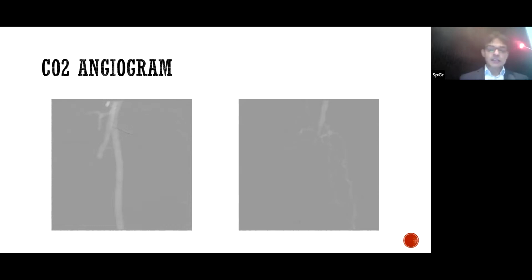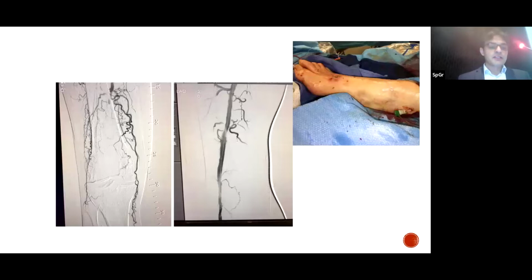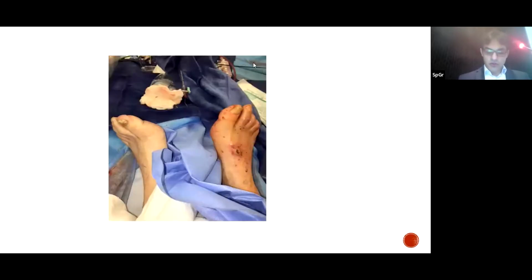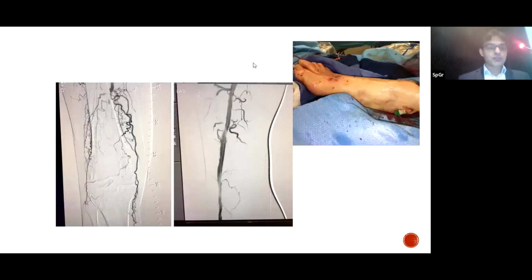So this is a CO2 angiogram. As you can see in the distal SFA, there was complete occlusion, and you can see a lot of bridging collaterals. I tried to wire it from above, but the wire kept going into the collateral. So what I did was, as you can see here, we went pedal, put a pedal sheath, and then went backwards, crossed the lesion, and snared the wire from above.